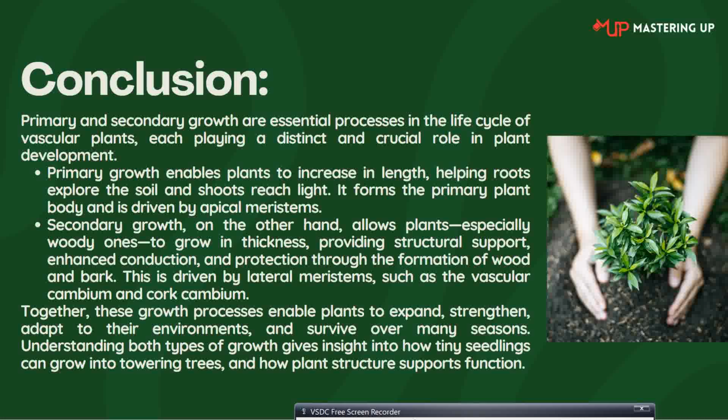So it is basically everything that I already told you in the previous slides. So this is just a conclusion. Together, this primary growth and secondary growth enable the plant to expand, strengthen, adapt to their environments and survive over many seasons. Understanding both types of growth gives insight into how a tiny seedling can grow into a towering tree. So you can see we are just planting a single seed, and through all these activities they just grow up like a tower.